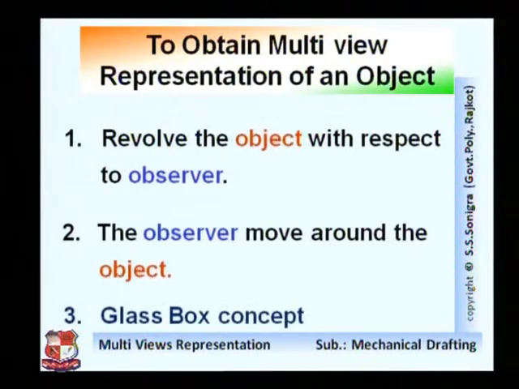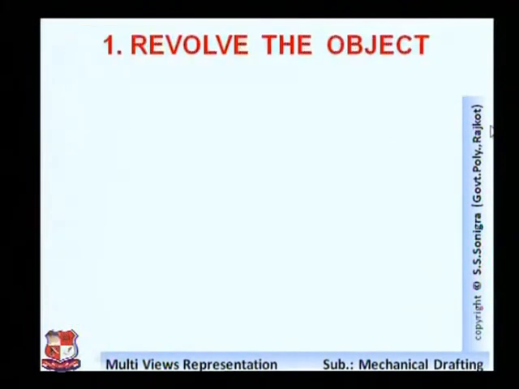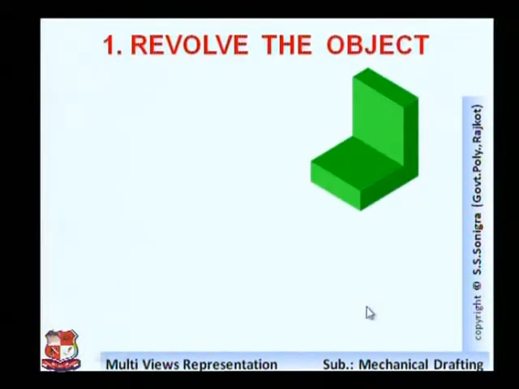The third method is the glass box concept. We assume that the object is lying inside a glass box. We draw its projections, and that is the glass box method. Now let me show all these three methods one by one. The first one: revolve the object.